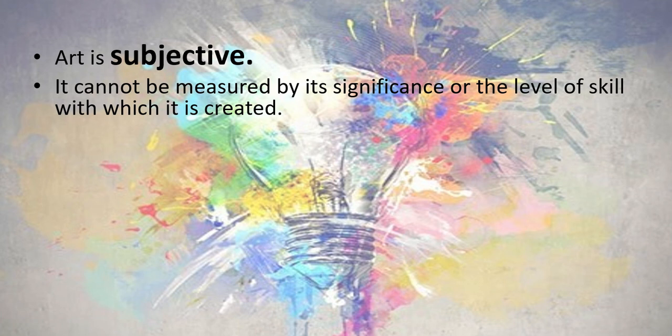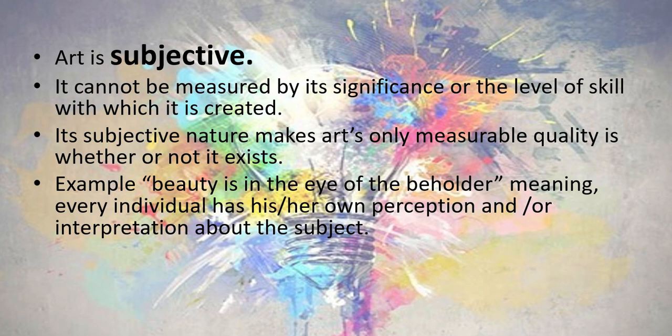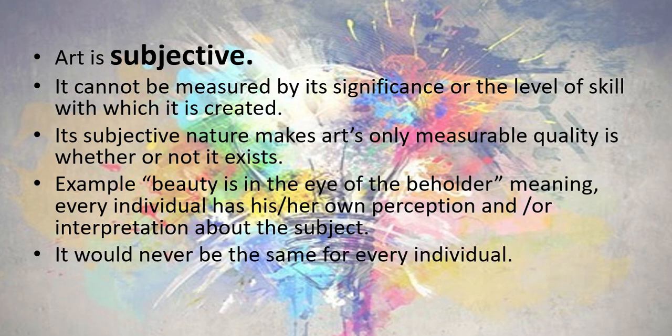Art is also subjective. It cannot be measured by its significance or the level of skill with which it is created. It is subjective in nature. Its subjective nature makes art's only measurable quality whether or not it exists. Example, beauty is in the eye of the beholder, meaning every individual has his or her own perception and or interpretation about the subject. It would never be the same for every individual.